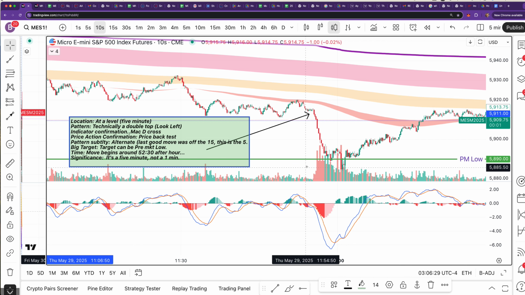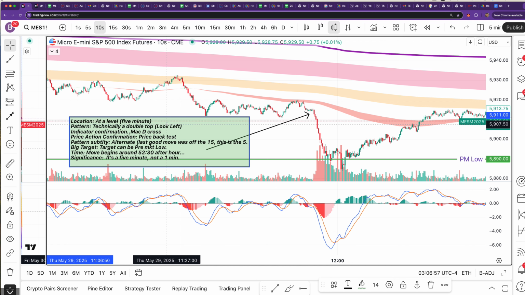So as you can see, just before noon today, we had a beautiful drop in the S&P 500 from about 59.19 down to 58.89. That's about 30 points on the S&P 500, which is a huge move, a great move if you can catch that. Okay, so let's just go through these.